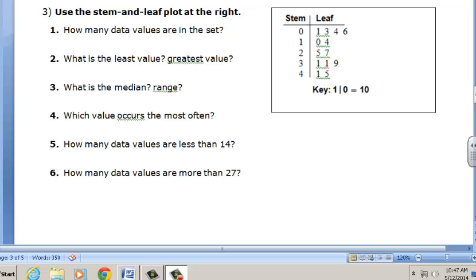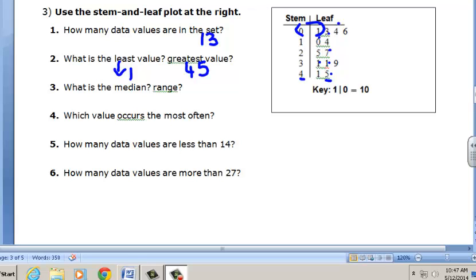Okay, how many values are in the set? Each of these leaves is a value. So I have 1, 2, 3, 4, 5, 6, 7, 8, 9, 10, 11, 12, 13. So I have a total of 13 values in the data set. Now, which is the least value? I know that the first one is the least value. So least is 1, greatest is 45.